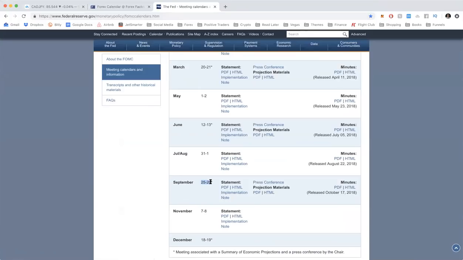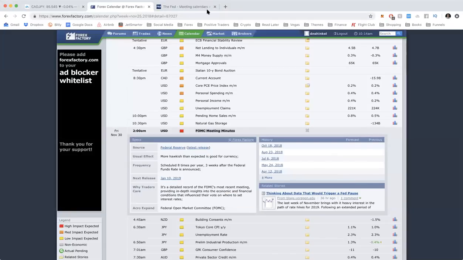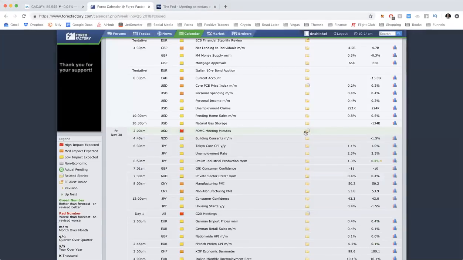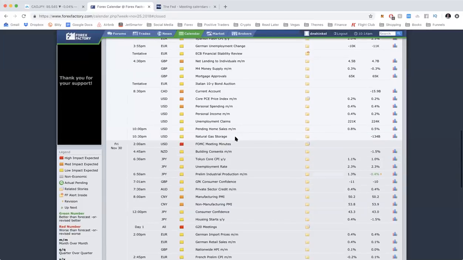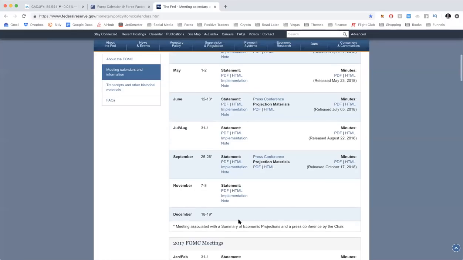So it usually happens, like we can see, about 3 weeks after the actual meeting. So November 7th through the 8th is when the last meeting was, and then we're gonna have the minutes released this Friday. And that is gonna give us a very clear expectation of what the Fed is planning to do on the meeting on December 18th through the 19th.